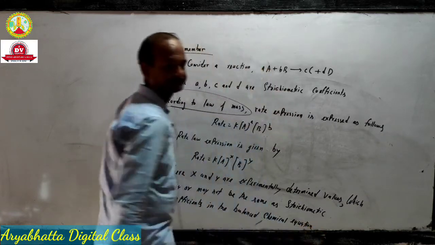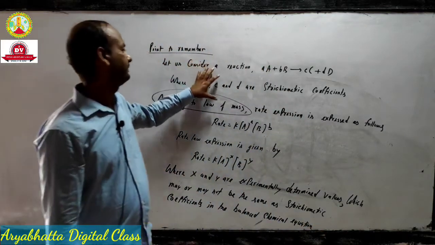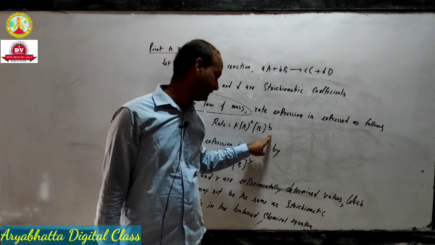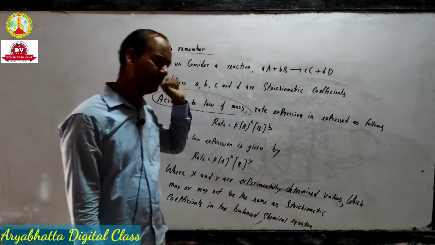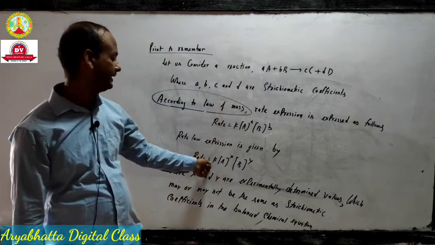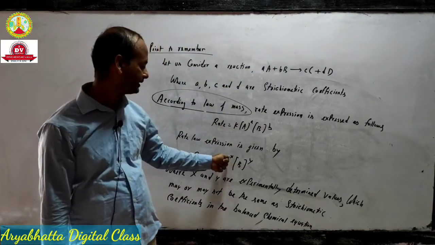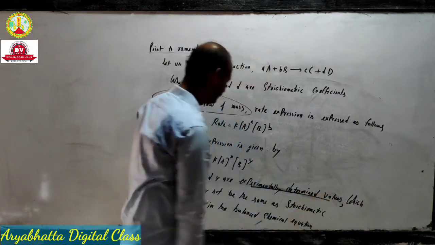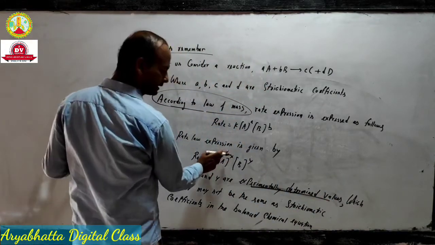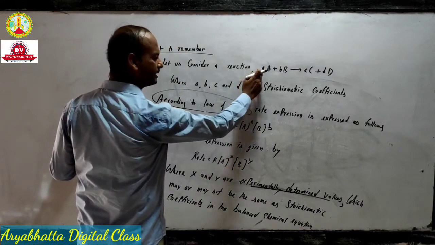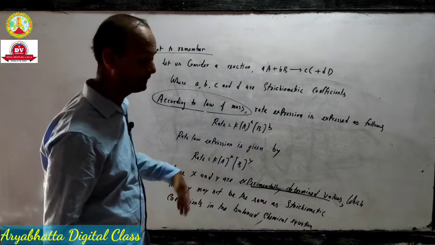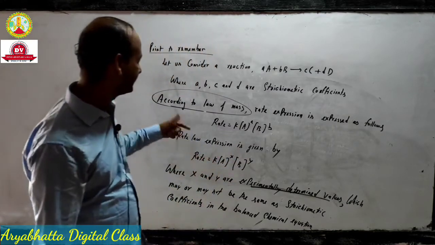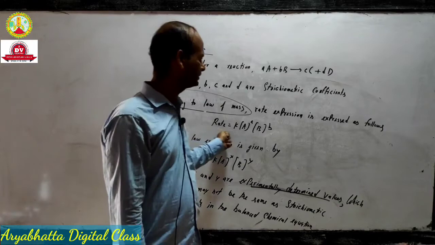Again I repeat, for this reaction according to law of mass action, the rate is written this way, as I taught last time. But for this reaction the rate law is k [A]^x [B]^y, where x and y are experimentally determined values, which may or may not be the same as the coefficients. Generally you will find the powers experimentally. In the rate law expression, but in law of mass action you can write them directly.